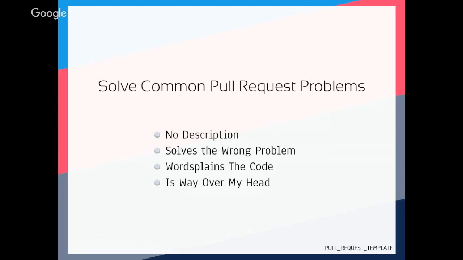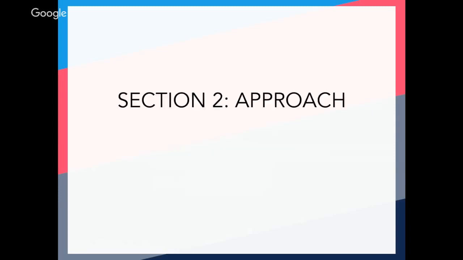Something I've harped on is word-splaining the code. The code can talk for itself. There's no reason to word-splain the code. Also, sometimes you get a PR and it's just talking way over my head. And a lot of the time that happens when you do word-splain the code. So let's go through the approach of solving each of those bullet points.